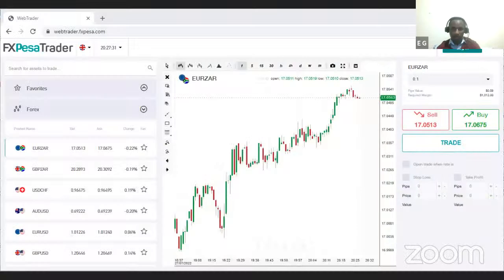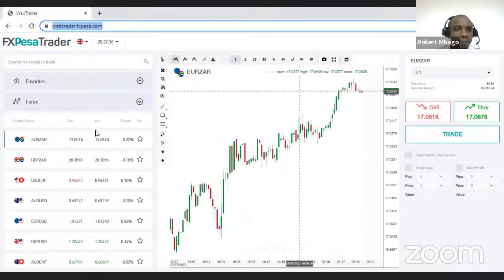Just trying to pull the FX Pesa platform to demonstrate how to use ATR to set the stop loss and take profit. Oh, awesome. So tell me once you are able to see the FX Pesa platform projected. Yeah, it's live.